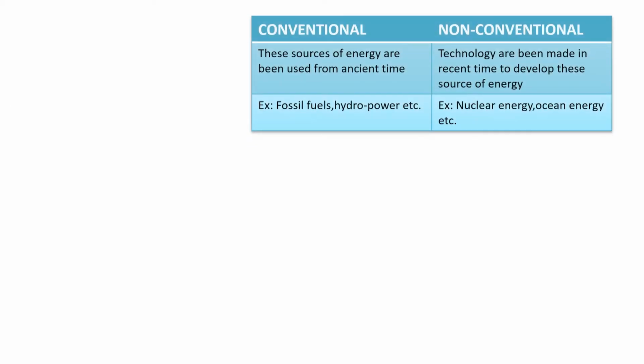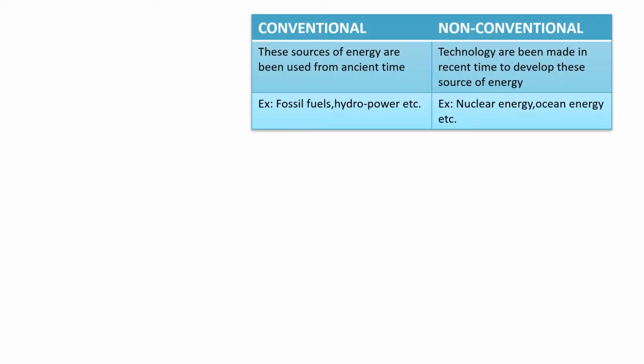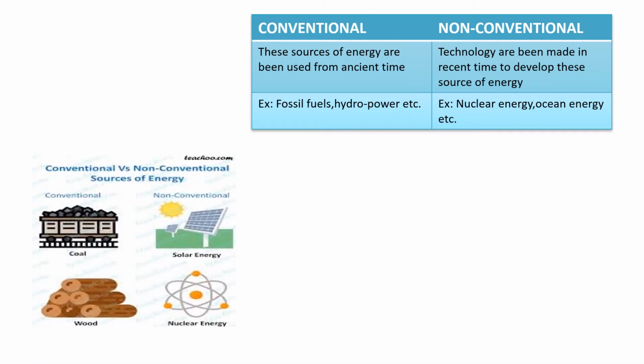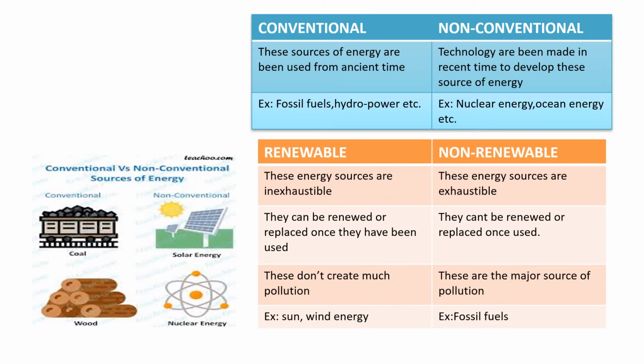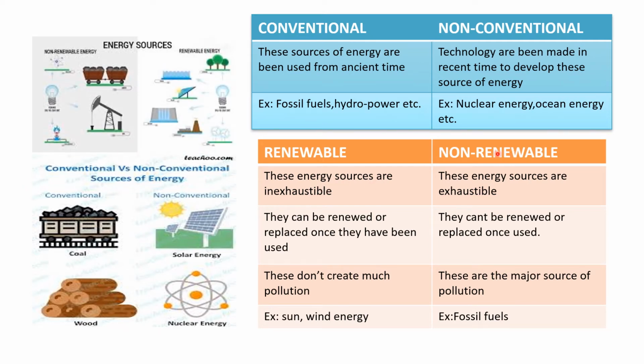Next, we're moving on to the types of energy. So how can we classify energy? There are two criteria on the basis of which we can classify energy. That is conventional and non-conventional, and renewable and non-renewable. So energy can be classified as conventional or non-conventional, or renewable or non-renewable.